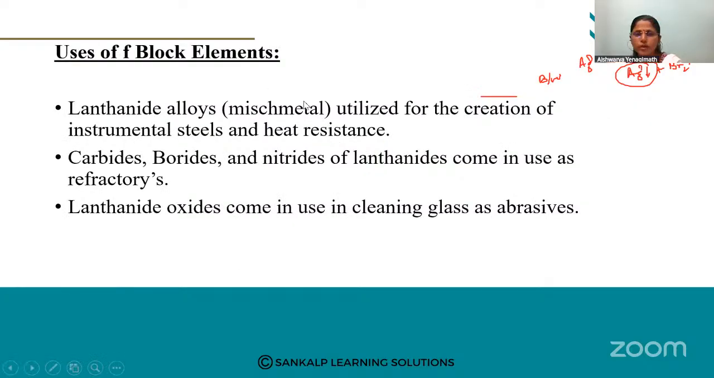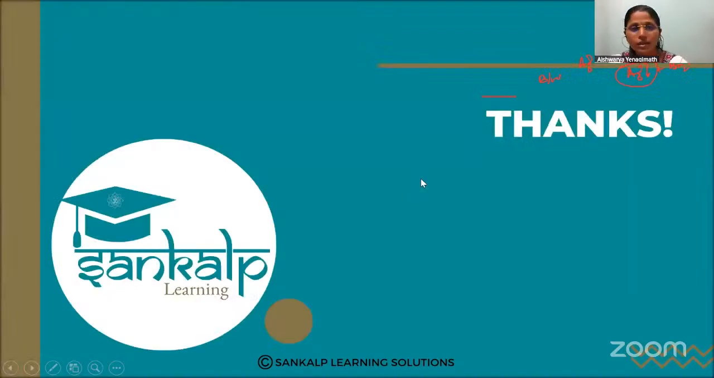Uses of F block: lanthanide alloys, misch metal, are utilized for creation of instrument steels and heat resistant materials. Carbides, borides, nitrides: we have seen lanthanum carbides, lanthanum borides, lanthanum nitrides are prepared using carbon, boron, and nitrogen. Lanthanide compounds come in use as refractories. Lanthanide oxide comes in use as glass polishing abrasives. So this is all about lanthanides and actinides.